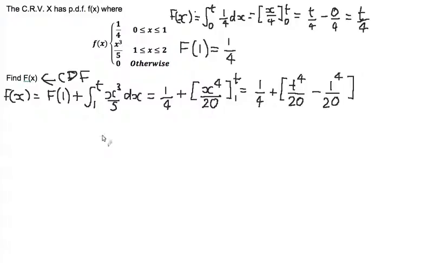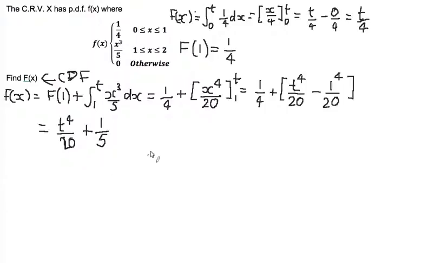Okay, so when I evaluate this, I obviously get left with the t to the power of 4 over 20. Here, I get then minus 1/20th. So when I add that quarter, this then simplifies. You can just do the quarter minus a 20th on your calculator. So t to the power of 4 over 20 plus 1/5. So it comes out as quite a nice tidy function.